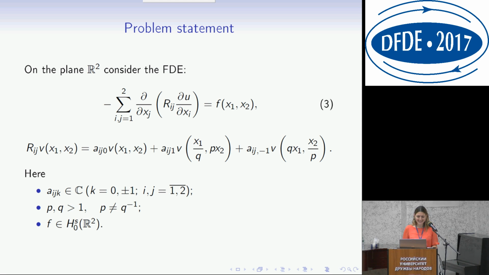And now let us state the problem. We consider on the plane the functional differential equation 3. It is a second order equation. Here the operators R, I, J are functional operators given by this formula. Coefficients are constant and complex. Parameters p and q are greater than unity. And the function on the right-hand side belongs to the weighted space H^s_0.